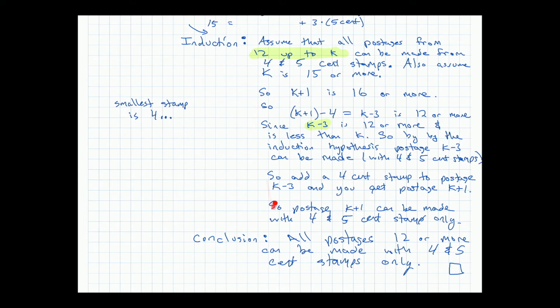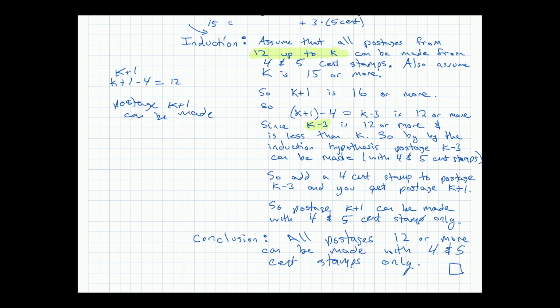All this writing, you don't have to write exactly this, but you do have to write a lot of words. You can't just scribble something like this. If you were doing a proof and you're trying to get points for it, and you just write like k plus 1 minus 4 equals 12 or something, postage k plus 1 can be made.